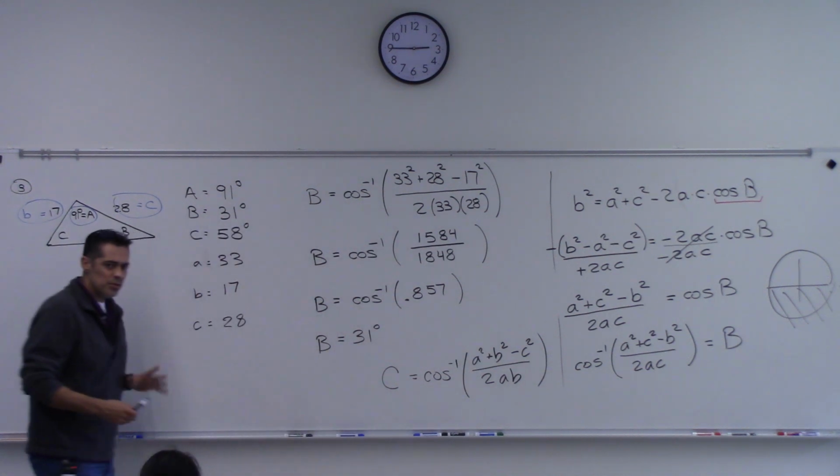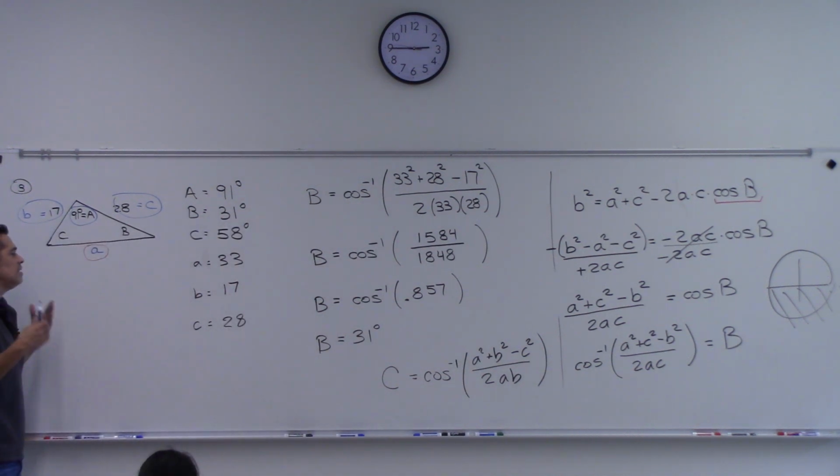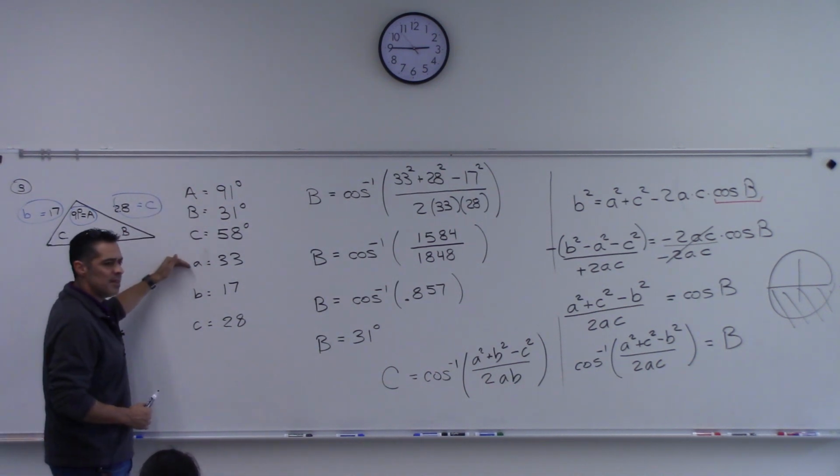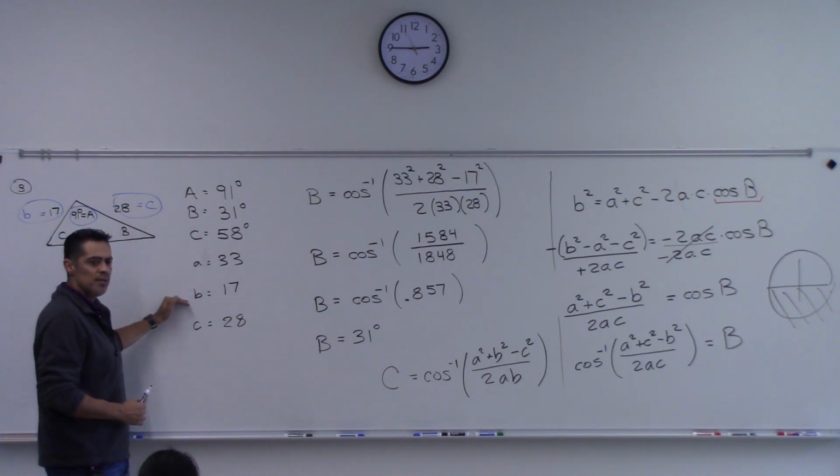And just to make sure we didn't screw anything up, let's just make sure that the biggest angle matches the biggest side, smallest angle, smallest side. So biggest angle is 91, that's the biggest side. Smallest angle is 31, that's the smallest side. Everything looks good.